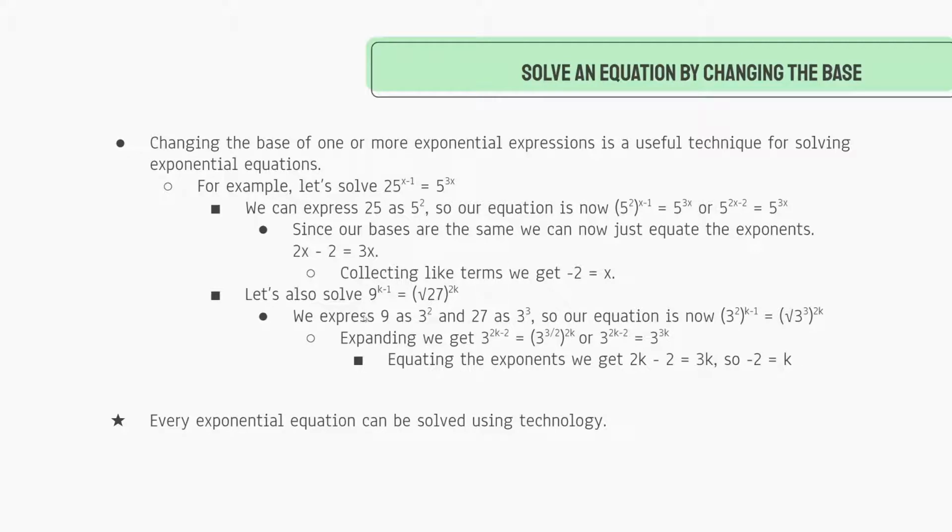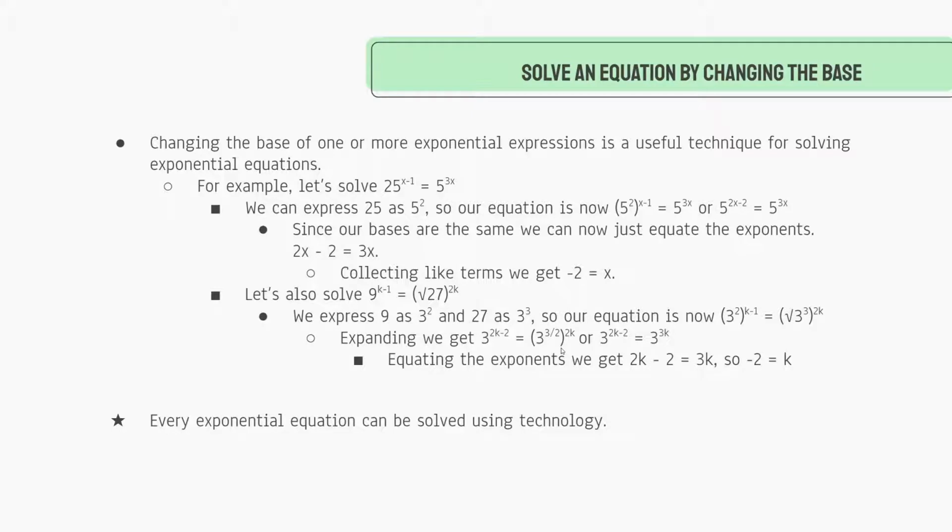The first part is 9, which we know we can write as 3 to the power of 2. And then 27, which we can write as 3 to the power of 3. So now our equation can be written as 3 to the power of 2, all to the power of k minus 1, equals the square root of 3 to the power of 3, all to the power of 2k. Opening the brackets, we actually get 3 to the power of 2k minus 2 is equal to 3 to the power of 3 over 2.